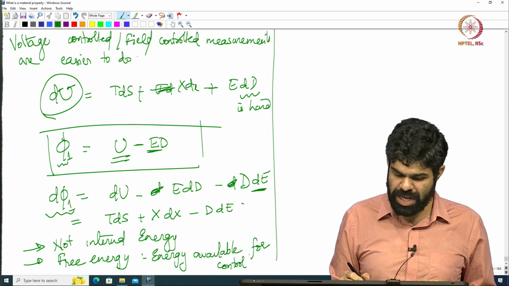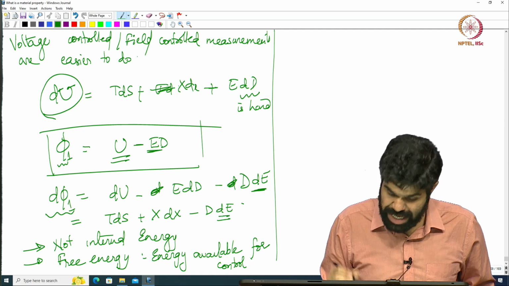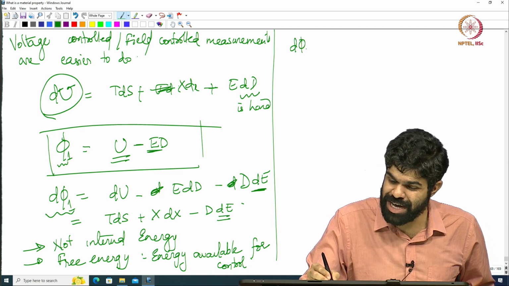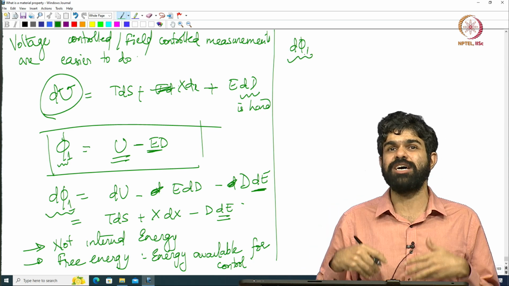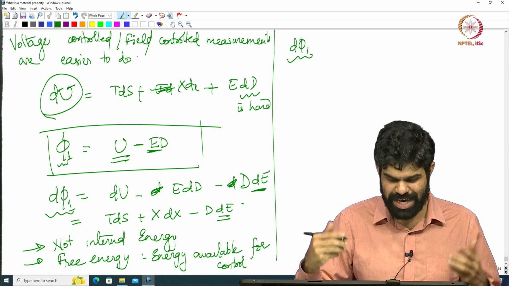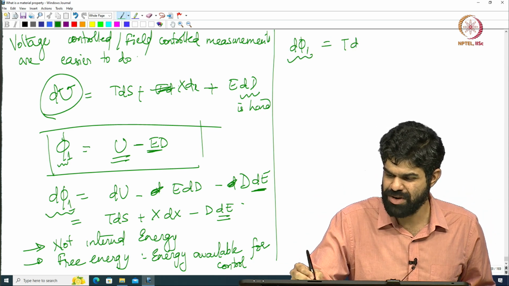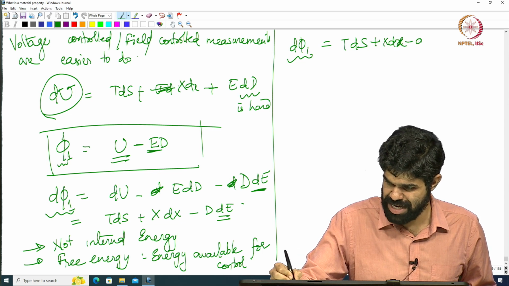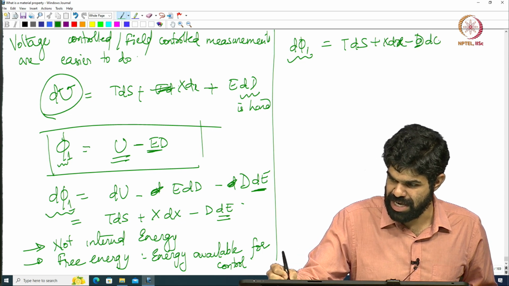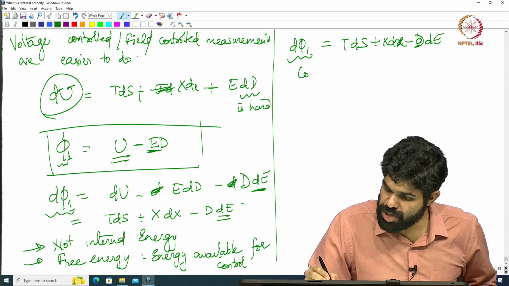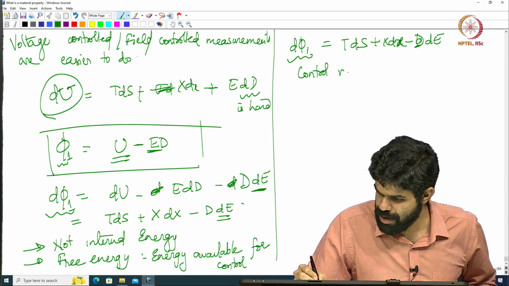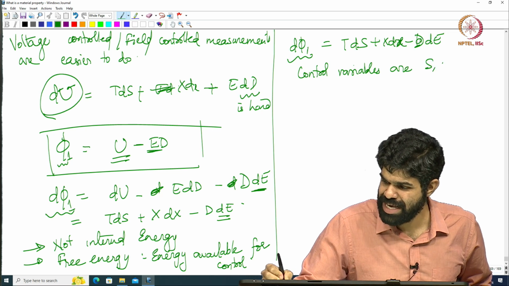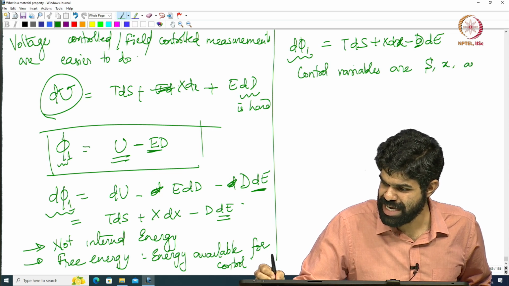And what am I controlling here in this experiment? I can control E, right. So, I can control the electric field. By controlling the electric field, I am changing a free energy, a thermodynamic potential, which I call a free energy of the system, right. So, T ds plus x dx minus d dE, right. So, here my control variables or the cause are s, x and E.